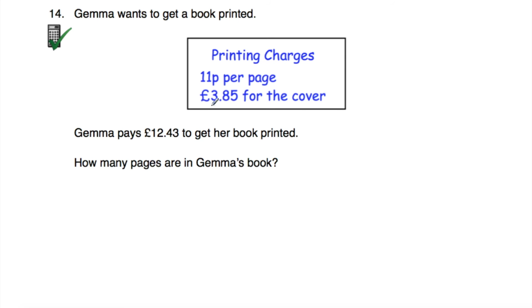Now, if we take away the price of the cover, well, if we take the £12.43 and we take away the price of the cover, which is £3.85, what's left to be the price for the pages? So if we do £12.43 take away £3.85, that's equal to £8.58. So that's the price for the pages.